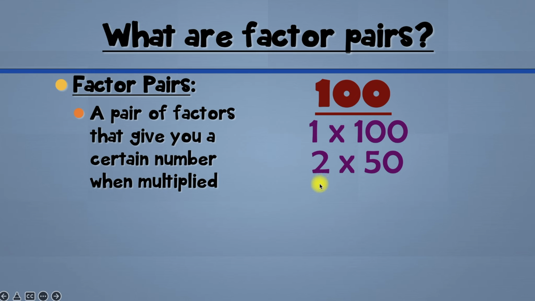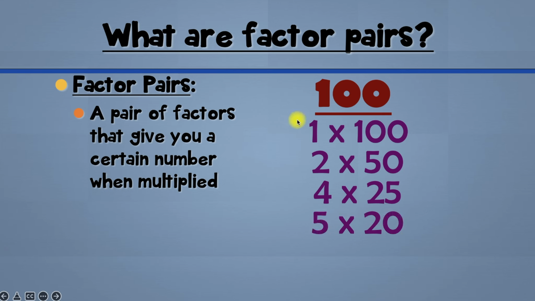How about 3? No, 3 can't do it. 4 can do it, however. So 4 times what will give us 100? Well, that's 4 times 25. The next number would be 5, which can go into 100. And 5 times what is 100? Well, that's 5 times 20.